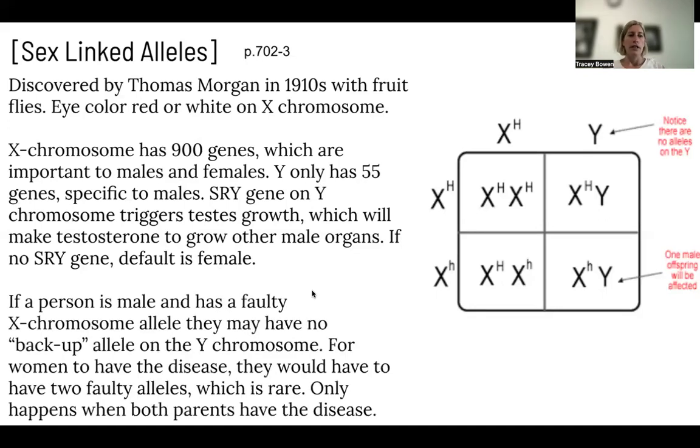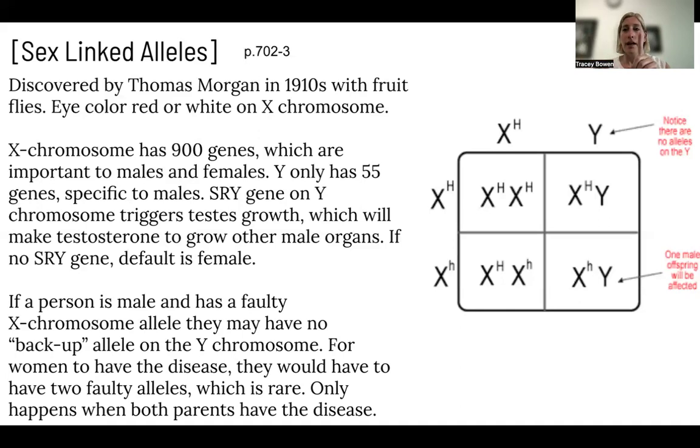So if a person is male and they have a faulty X chromosome allele, then they may have no backup allele on the Y chromosome, because the X and the Y chromosome are not homologous, meaning they don't have the same genes at the same loci throughout. So when women have the disease, they would have to have 2 faulty alleles. So for a woman to have hemophilia, she would have to have received a hemophilia allele from her dad and a hemophilia allele from her mom. And that would be the only way that a female would have it.